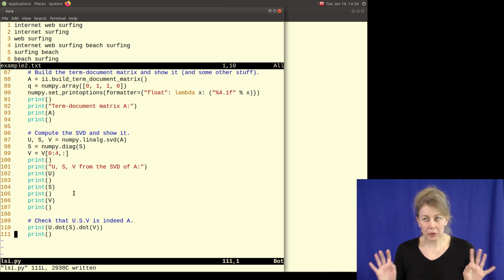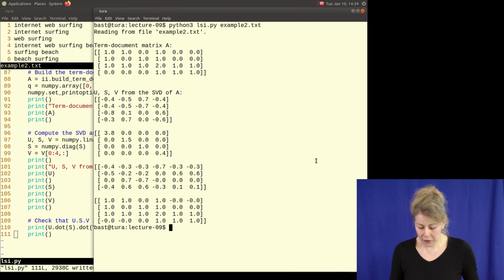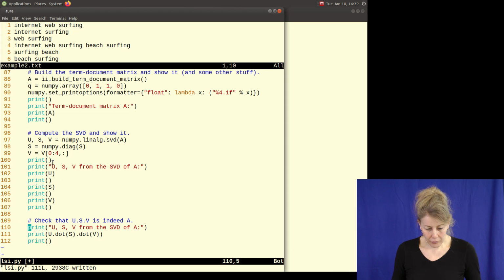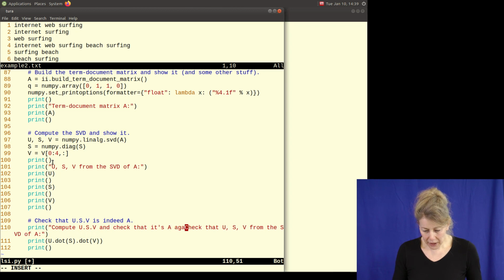And right now it's completely okay to wonder, what are we doing here? Why are these matrices interesting? I mean, let me also write on top that we are going to check that, compute U times S and check that it's A again.